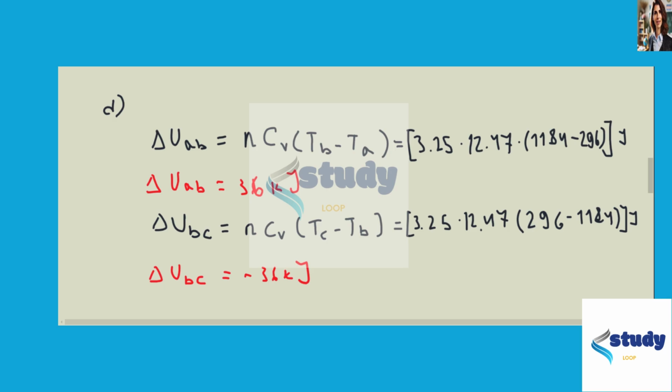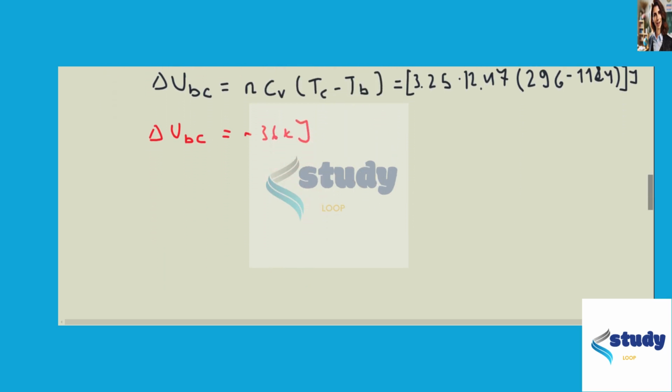What does this tell us? This tells us that delta U total for the whole process is equal to 0, and there is no change in internal energy. And this was to be expected because the whole process is cyclic. The beginning point and the ending point are one and the same, and therefore the change in internal energy will be 0. This is generally true for all thermodynamic cycles.